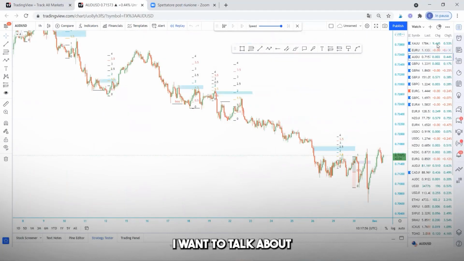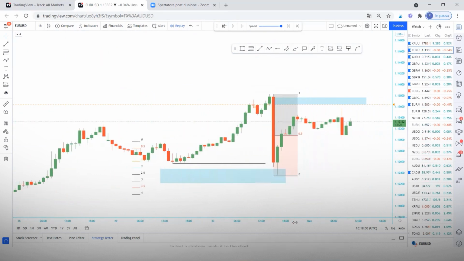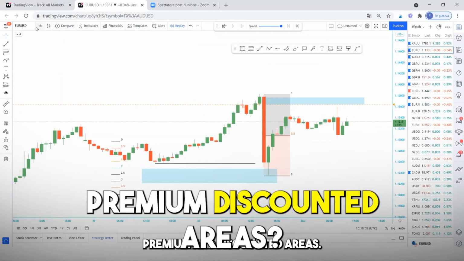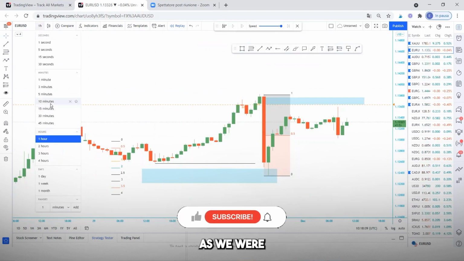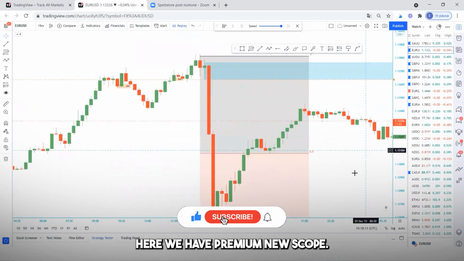The other concept I wanted to talk about is still about the premium and discount, but how you can use premium and discount inside premium and discounted areas. So basically, as we were saying here, this is the move to downside. Here we have premium and discount.